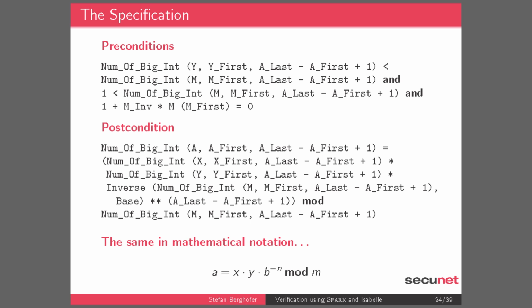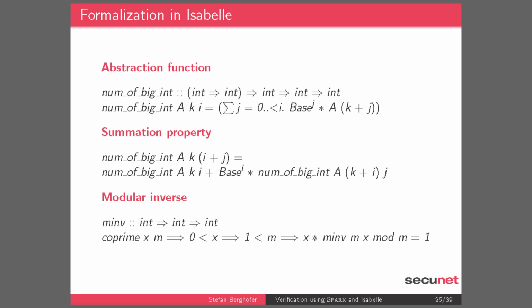This may look a bit unwieldy, but if you write that down in mathematical notation, it looks much more compact. If you leave out all these first and last indices, then it's actually quite simple. So let's take a quick look at the formalization in Isabelle.